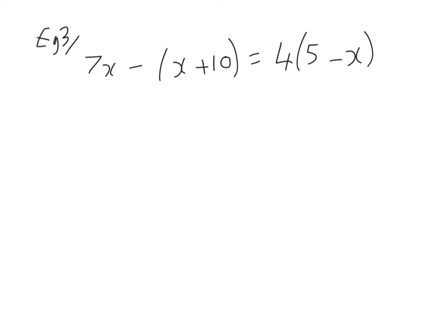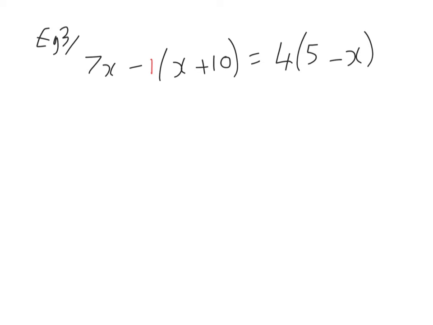Example 3. We have 7x take away this bracket, x plus 10, and that is equal to 4 times this bracket, 5 minus x. So again, first thing would be to expand the bracket. Now here, this bracket has no number outside it. Now it doesn't mean there's 0 of it. If there was 0 of the bracket, there would be nothing there if you times through by 0. So how many x plus 10s are there? There must be a 1 there. So you can write in the 1 yourself if you wish.